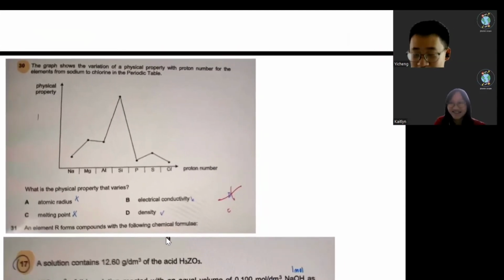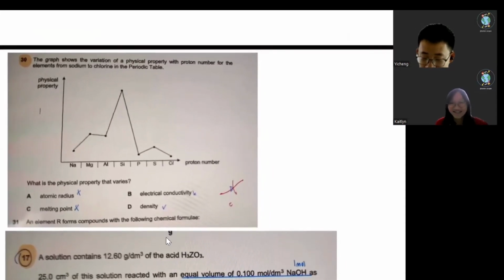Sure, I'll take this. All right. So the graph shows the variation of a physical property with proton number for the elements from sodium to chlorine in the periodic table. So if we take a look at the periodic table, we can observe that all of these elements are falling on period 3.